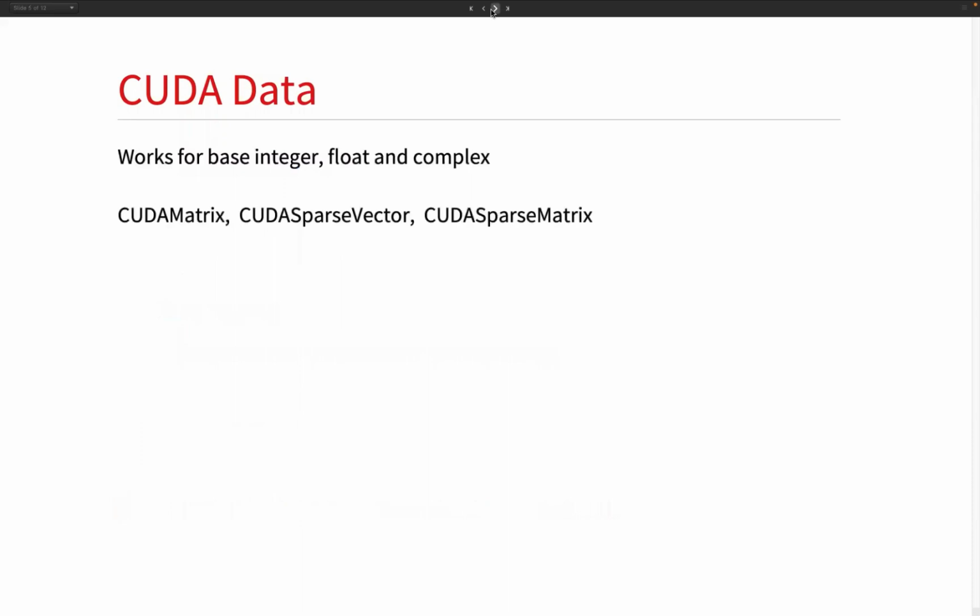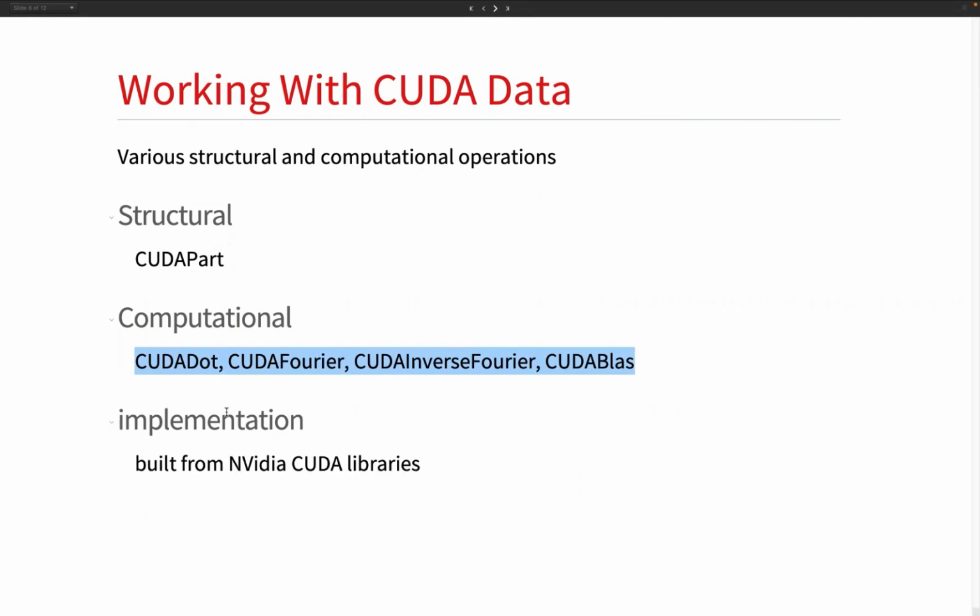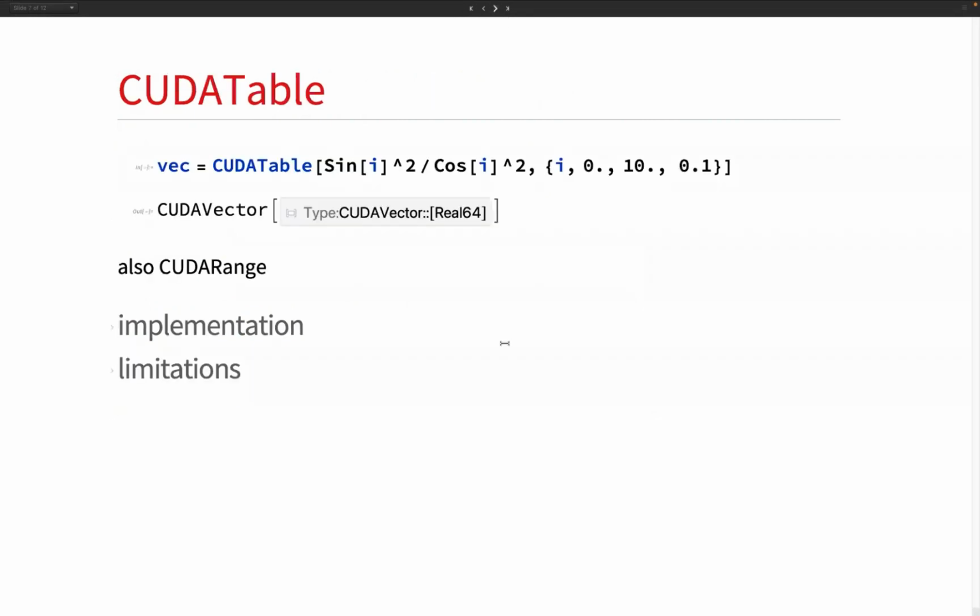So when this gets cleared, it tidies the thing up. In addition to CUDA vector, there's a CUDA matrix, a sparse vector, and a sparse matrix. And the atomic data can be various integer, float and complex float values. So you've got various things to work with the CUDA data: part extraction, various BLAS and Fourier type functions. These are all built with NVIDIA CUDA libraries.